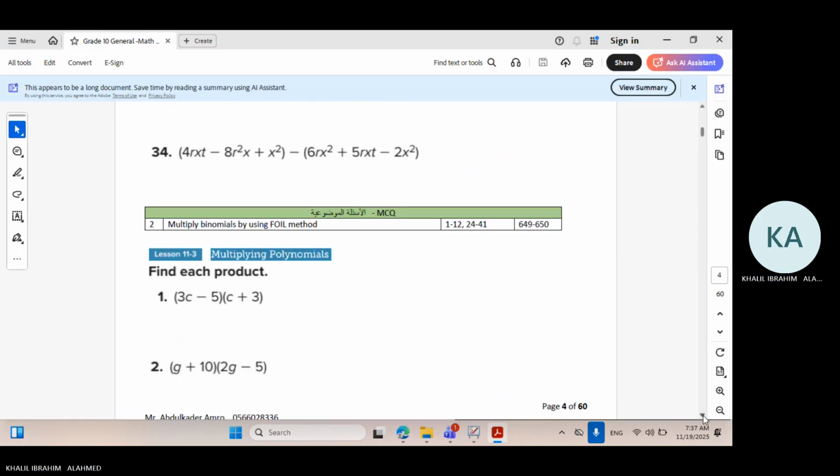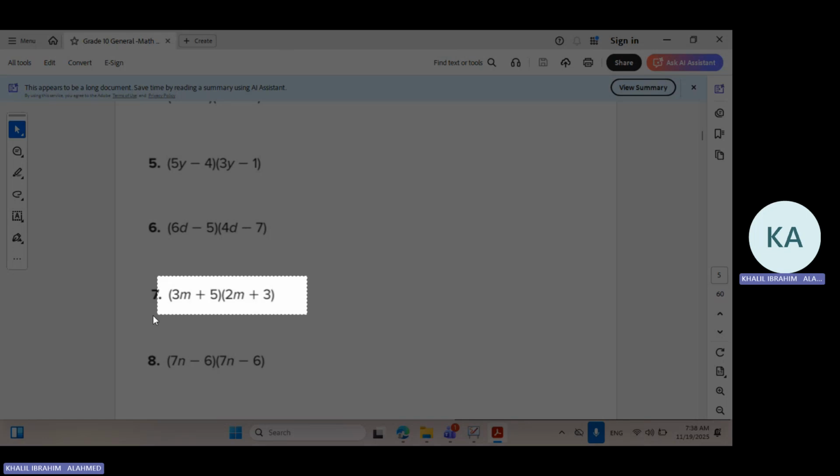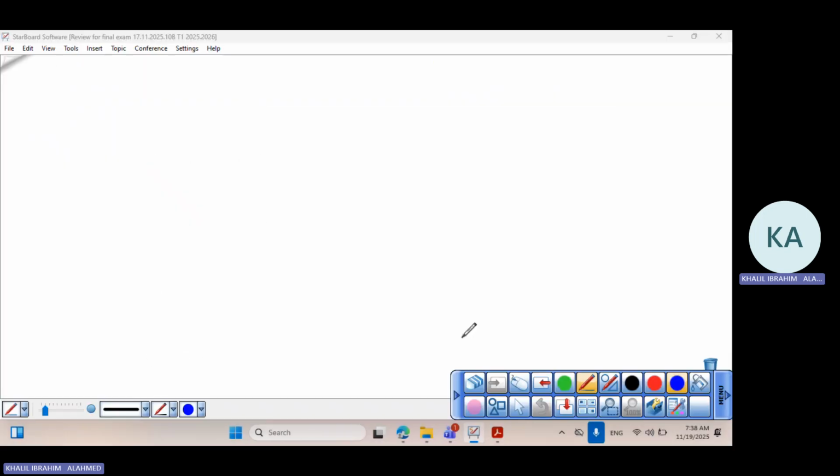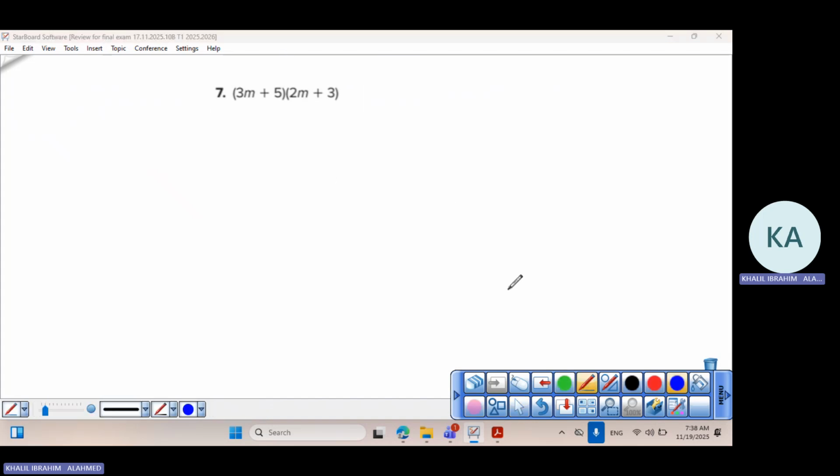Question 2, how to find the product. As you see, question 7. How to solve this question? I think here you should distribute. The first term times the first, then the second term, then the second with the second, as you see. 3m times 2m, 3 times 2, 6. m times m, m squared. 3 times 3, 9, 9m.